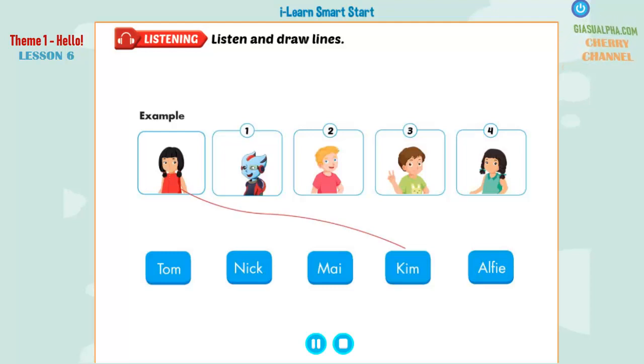1. And what's your name? My name's Alfie. How do you spell it? A-L-F-I-E. 2. What's your name? My name's Nick. How do you spell it? N-I-C-K. 3. And what's your name? I'm Tom. How do you spell it, Tom? T-O-M. 4. What's your name? My name's Mai. How do you spell it? M-A-I. Now listen again.